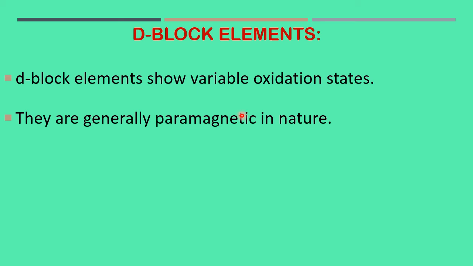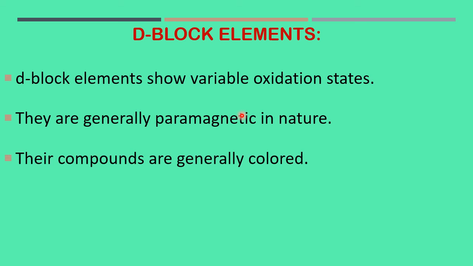Compounds are generally colored. Why are they colored? Because in d there are divisions, no? So d to d jump is there. Due to the jumping between the d orbitals, a certain amount of energy is given out, which gives a certain color to the compound, depending upon the wavelength. That's why they are colored, because of the further division.